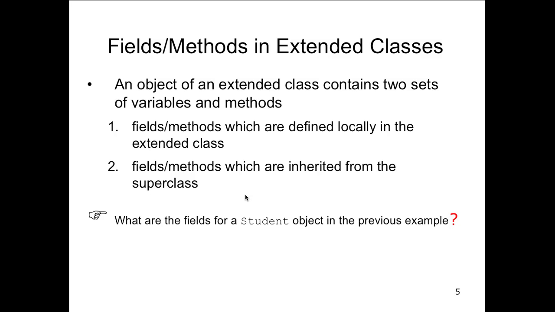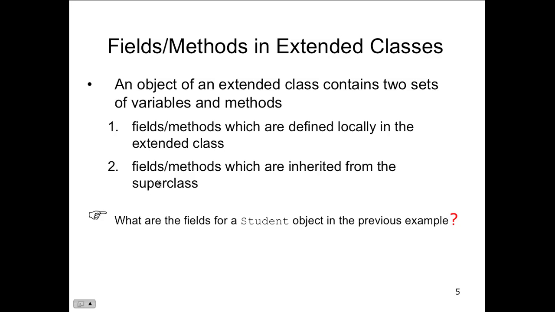Fields and methods in the extended class. An object of an extended class contains 2 sets of variables and methods. Then you can imagine how complicated this can get when you have 5, 6, 7, 8, 9, 10 classes in a hierarchy. Then you go, where's that from? Because you're not reinventing, you're just using, you're extending. That's why they use the keyword extend.